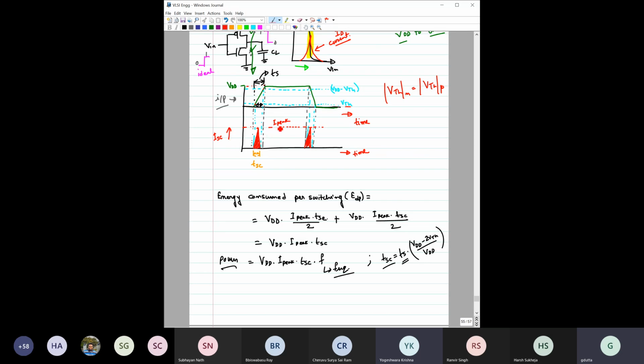So this is current, right? This is time. So if you take the area, you are basically calculating what? Charge, right? Got it. I thought of it as a multiplication with a rectangle, that's why I got confused.